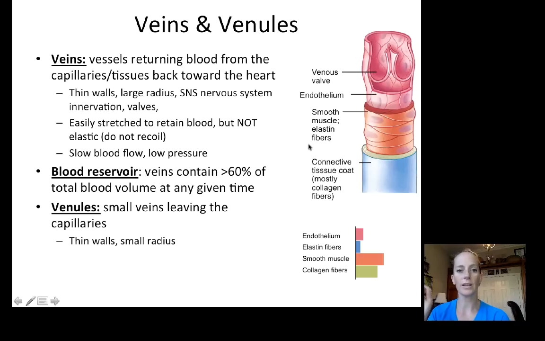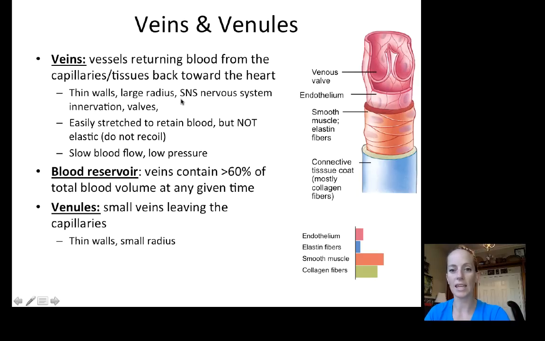From there, then, we're going to do the exchange in the capillaries and then return blood to the heart. So the large vessels returning blood towards the heart are the veins. They have thin walls compared to the arteries, but they are still large radius. So large venules, and they actually do have some smooth muscle, sympathetic nervous system innervation.